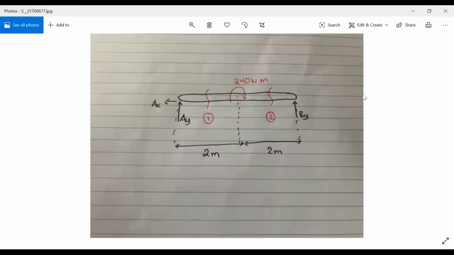Can everyone see the picture from CC? Yes, sir. Yeah, okay. So CC, what is the question?